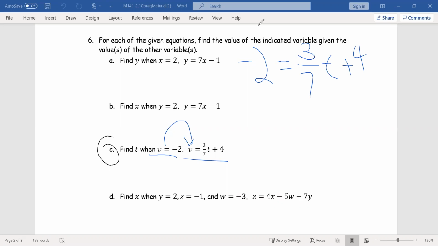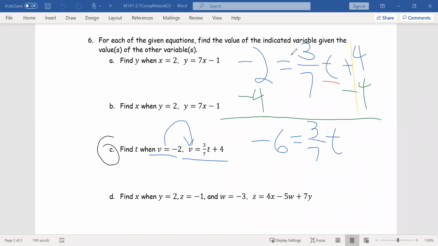And then we need to isolate the t. So in order to do that, we'll start by subtracting 4 from both sides. So these will cancel. Negative 2 minus 4 gives us negative 6 equals 3/7 t. And I know when we see fractions, immediately our heart rate elevates and we start to get really nervous, but don't worry, we can handle this. So we see that the 3/7 is being multiplied by the t, so to isolate the t, we're going to divide by 3/7 on both sides.